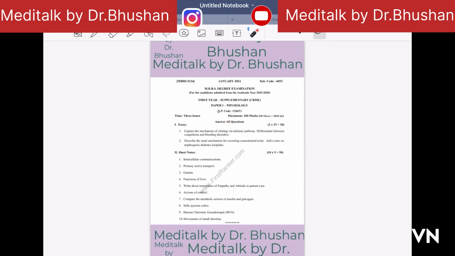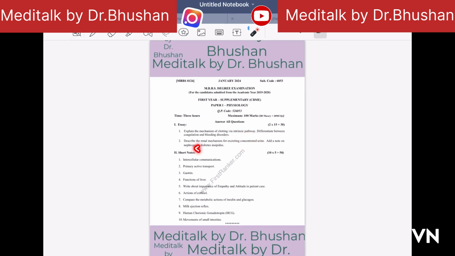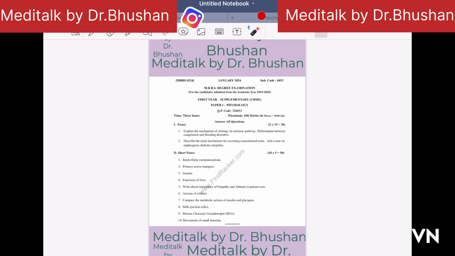Describe the renal mechanism for excreting concentrated urine. This is also a repeated question. Add a note on nephrogenic diabetes insipidus. Write short notes on diabetes insipidus. This is also a repeated question.